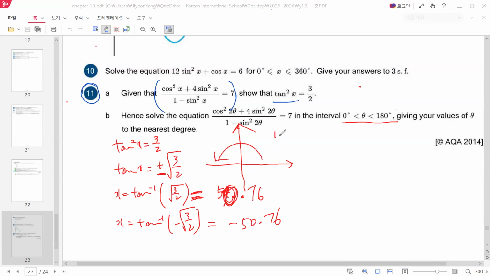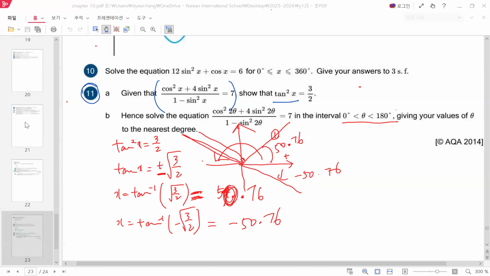So on the first quadrant, the value of tangent is going to be positive or negative? Positive tangent. On the second quadrant, tangent value is going to be negative. So you need to find 50.76 here, just as it is. But instead of negative 50.76, you need to find the angle here. Do you understand?